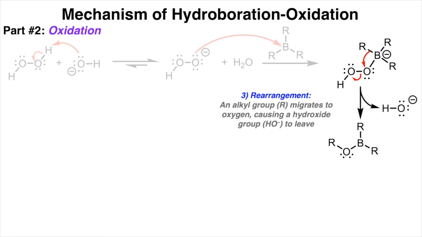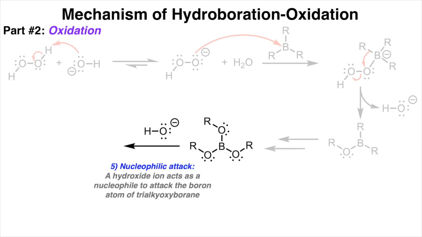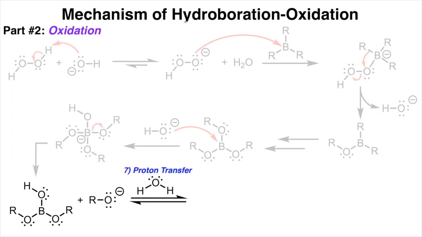Then the first 3 steps of oxidation repeat until the trialkyl borane becomes a trialkoxyborane. In the 5th step, a hydroxide ion acts as a nucleophile to attack the boron atom of trialkoxyborane to form a negatively charged boron atom. In the 6th step, an alkoxide ion is expelled, removing the negative charge from boron. And in the last step, the alkoxide ion gets protonated by water to form our final product.